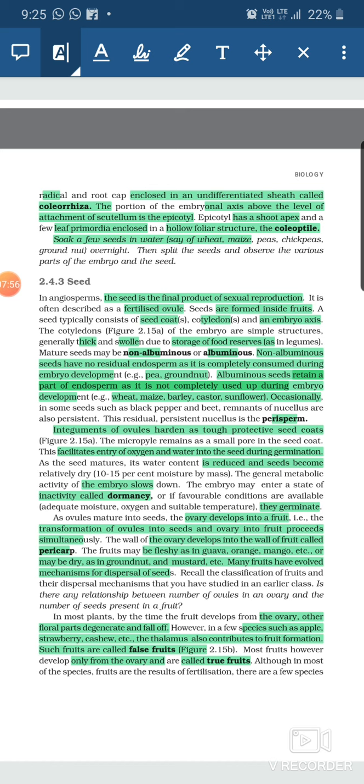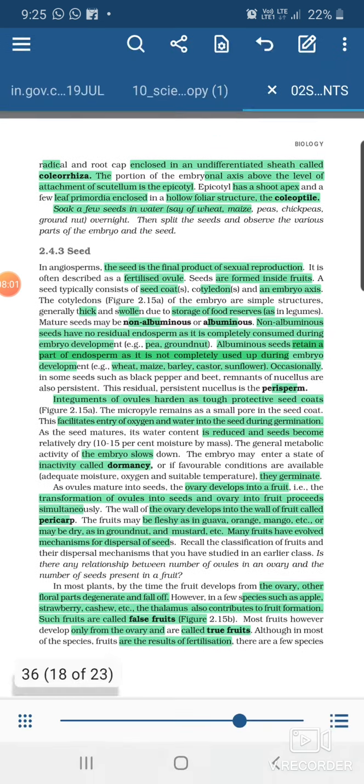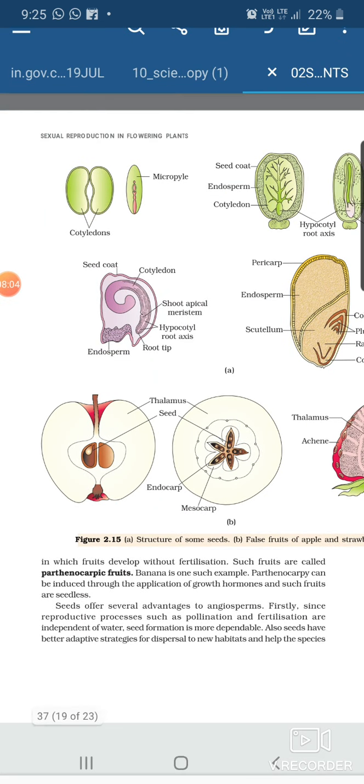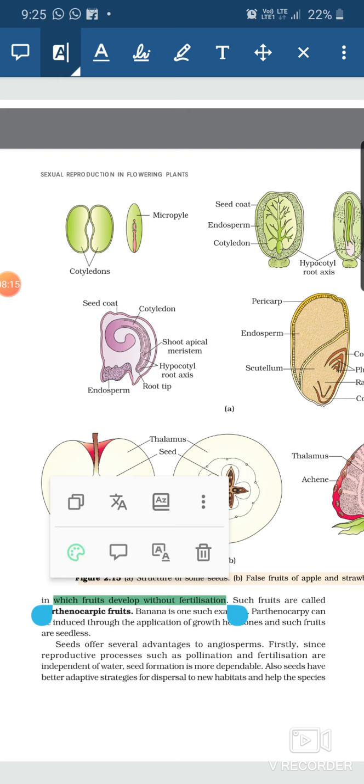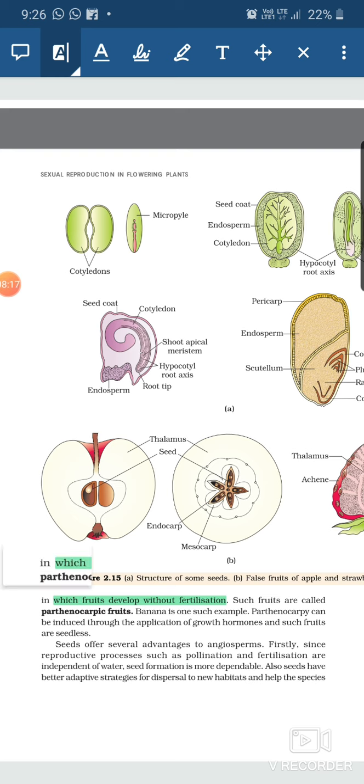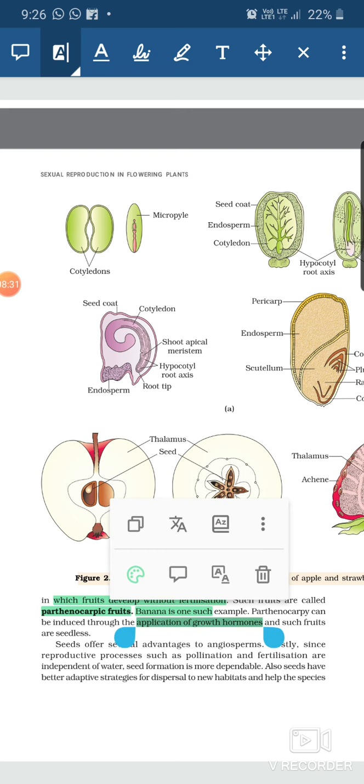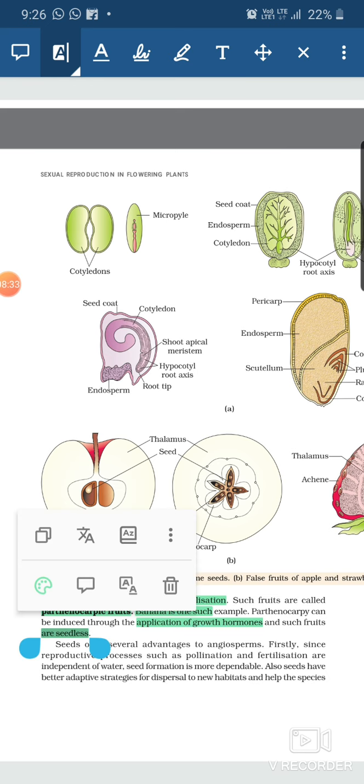In most of the species, the fruits are the result of fertilization, but there are a few species which develop into fruit without fertilization. This is important: mostly the fruits develop after fertilization, but certain species make fruit without fertilization, and such fruits are known as parthenocarpic fruits. Banana is one of the examples. Parthenocarpy is induced with the help of the application of growth hormones, and most of these fruits are seedless.